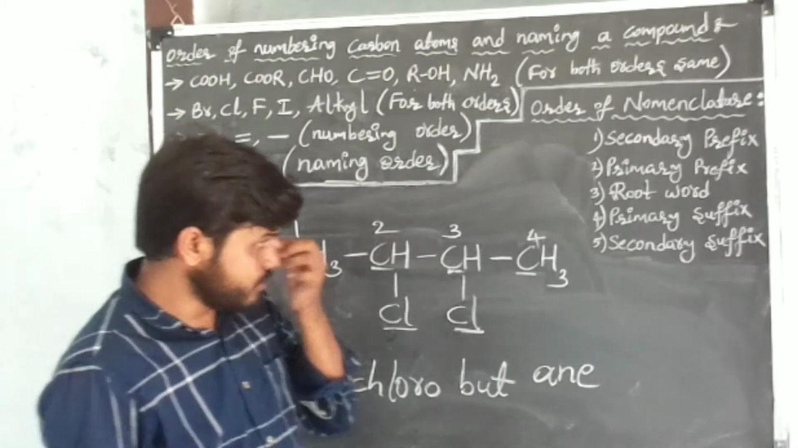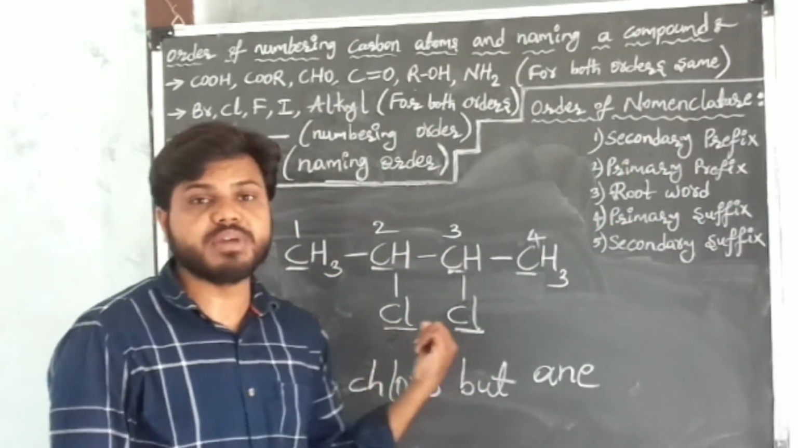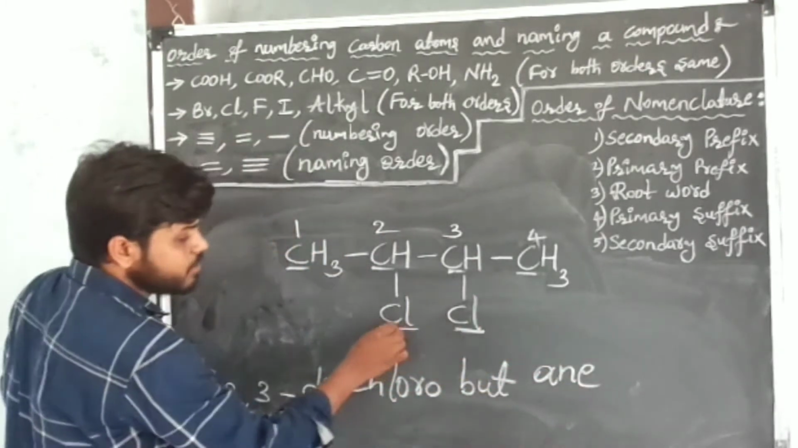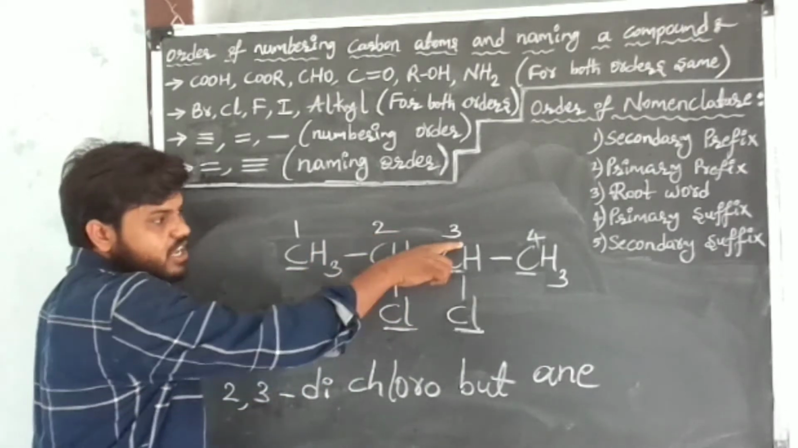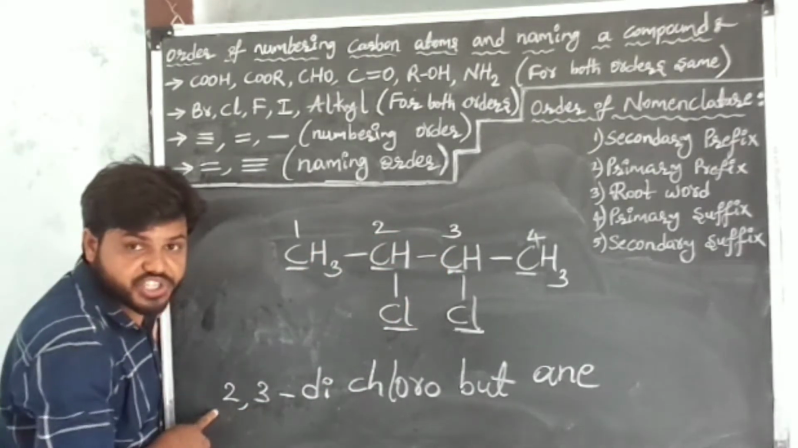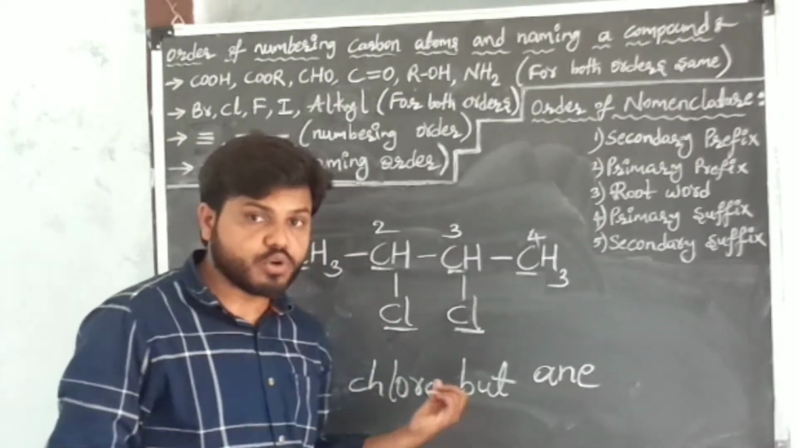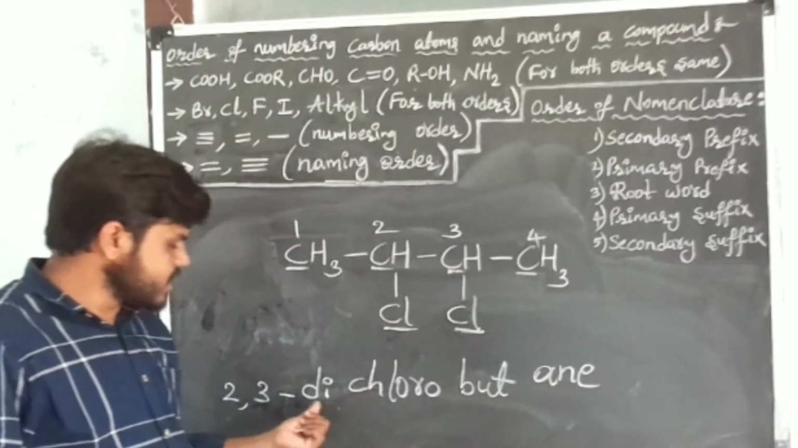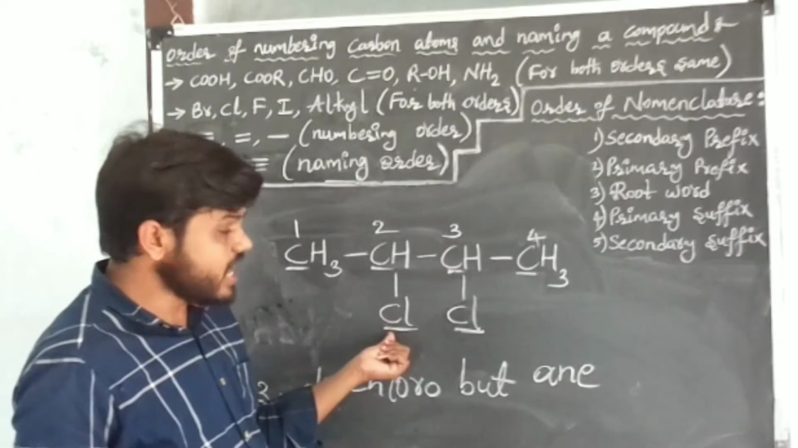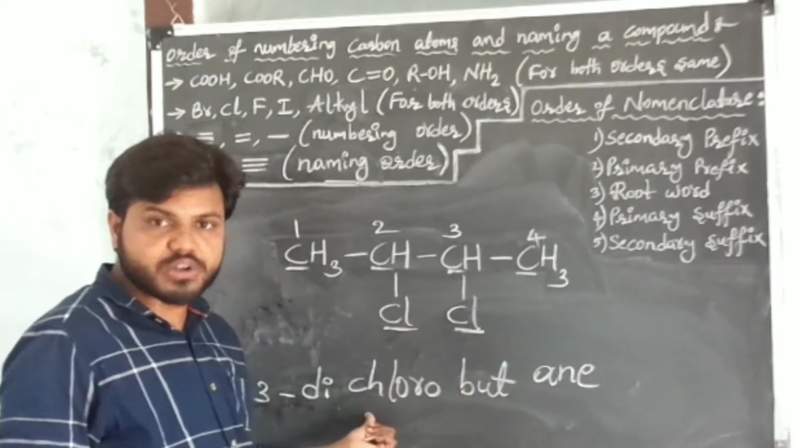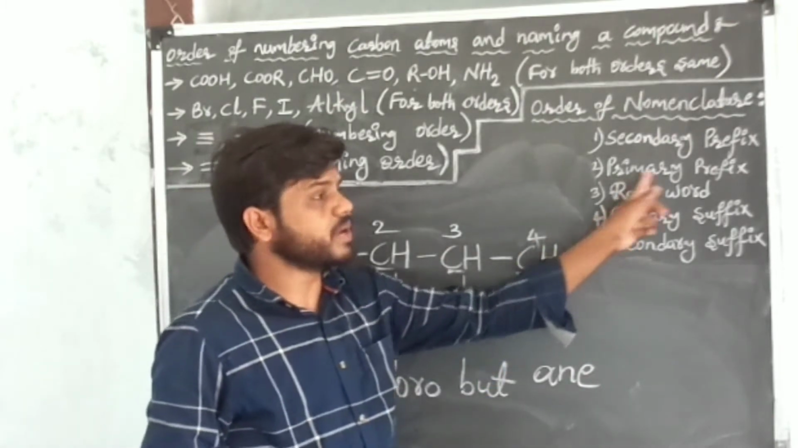After giving numbers, first write the secondary prefixes. These 2 chlorines belong to the secondary prefixes. First write the position of each chlorine: one is the second carbon, another is the third carbon. I have written the positions. After writing the positions, chlorine repeats 2 times. The numerical prefix of 2 times is di. After that, write the prefix of chlorine, which is chloro.